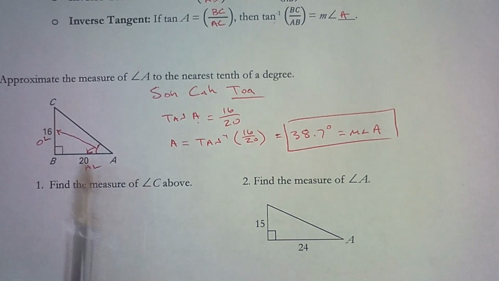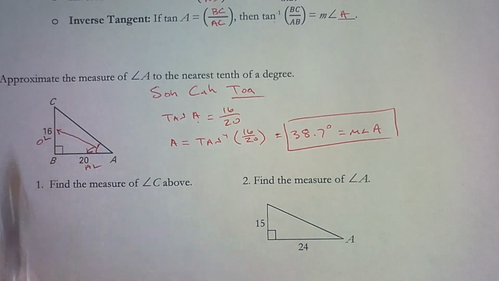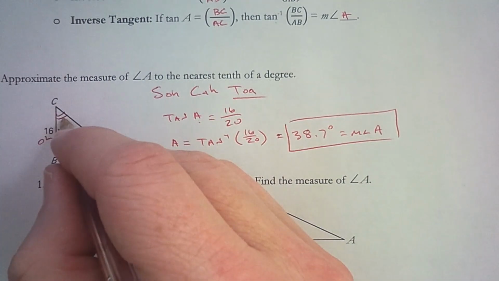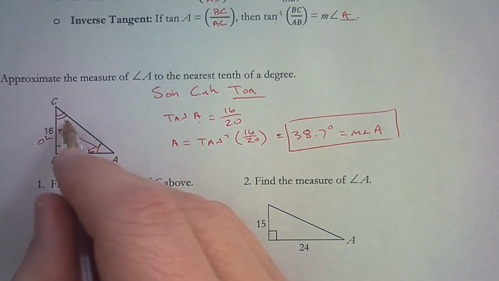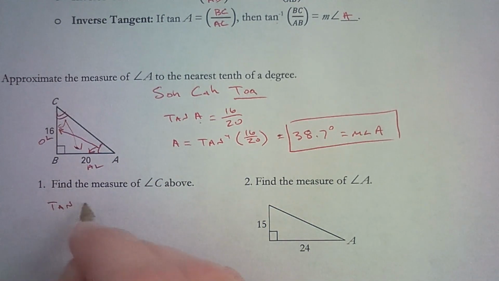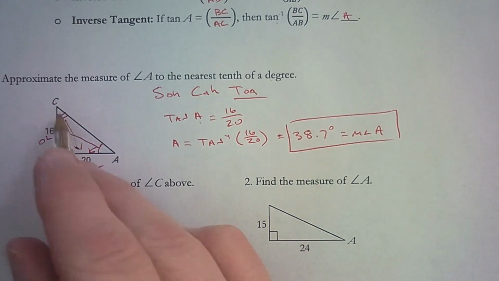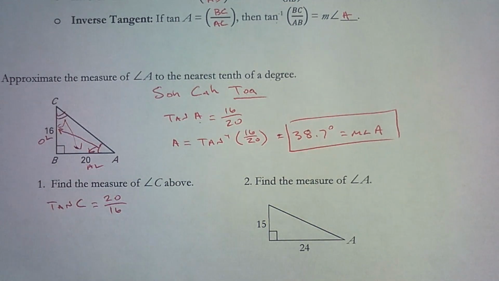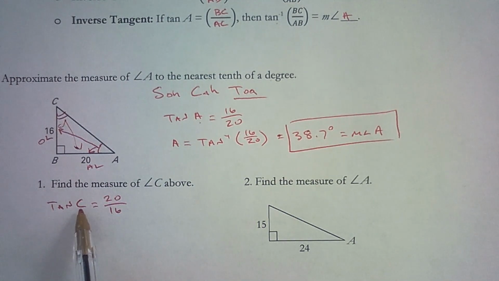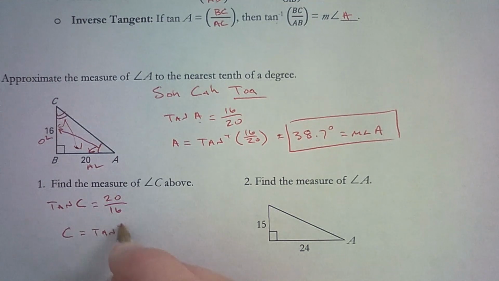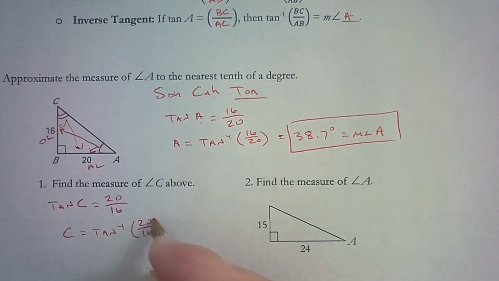Okay, now we're going to use that to find the measure of angle C. So same picture, but now we're finding the measure of angle C. And this time 20 is the opposite leg and 16 is the adjacent leg. So we're using tangent again. So tangent C is equal to the opposite, which is 20, over the adjacent leg, which is 16. And once again, we have a variable here for the angle measure. And anytime the angle is the variable, we use an inverse. So C is inverse tangent, 20 over 16.